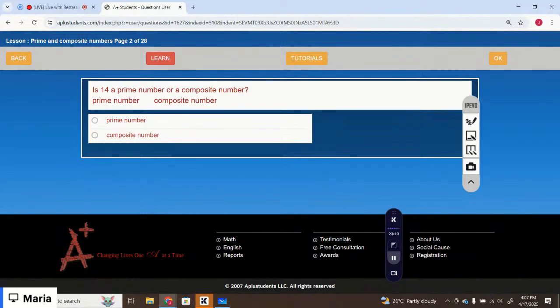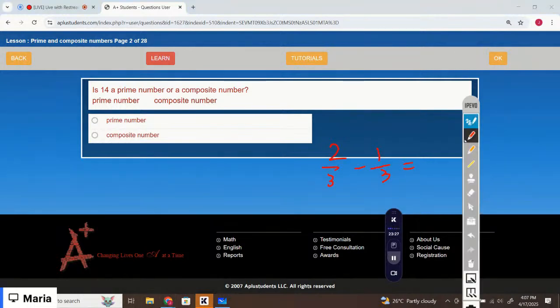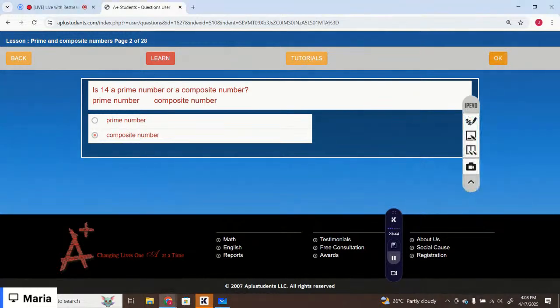Is 14 a prime number or a composite number? So 14 has more than two factors, right? 14 divided by 2 is 7. So 14 is a composite number. The correct option is composite. Option number 2 is the correct option.